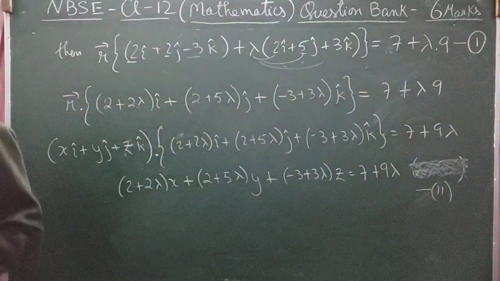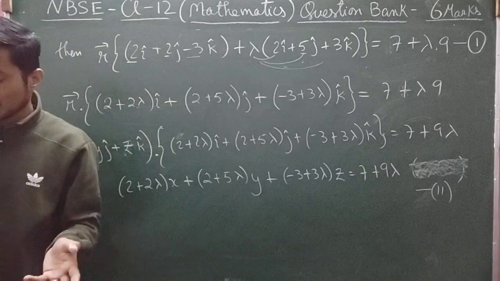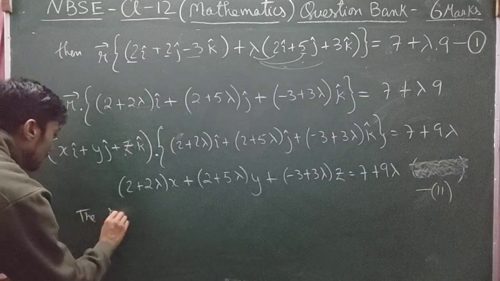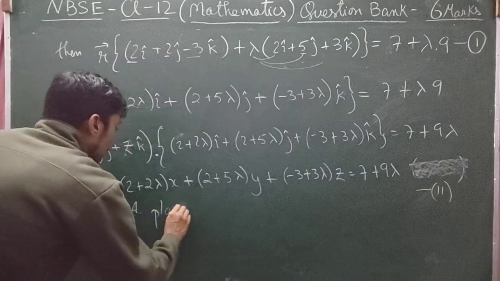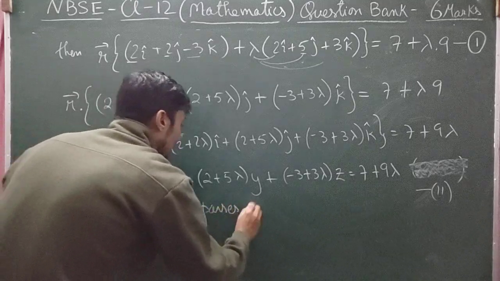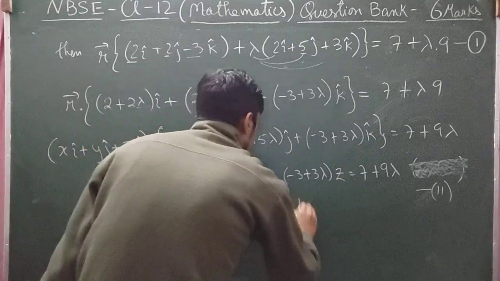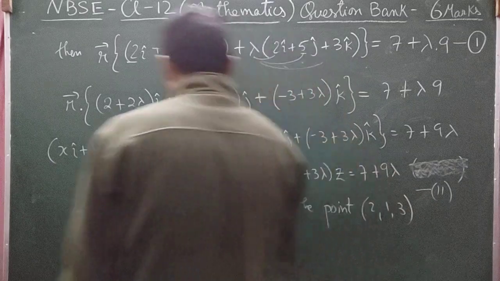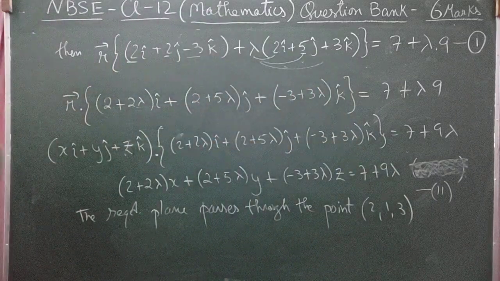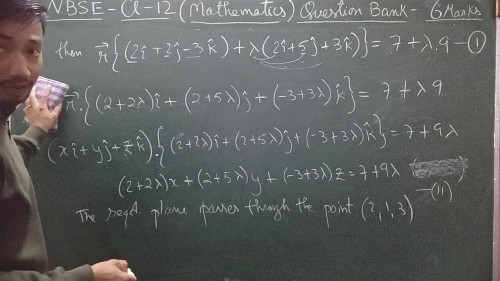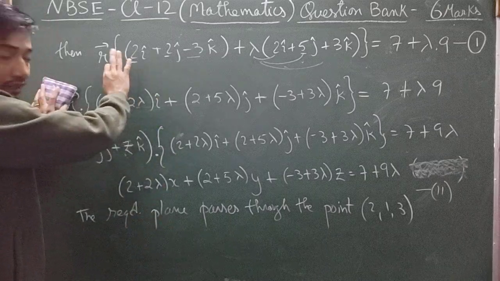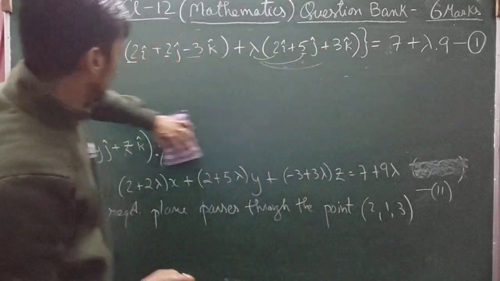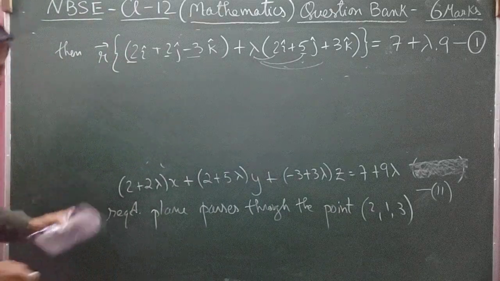Now the second part of the condition says it passes through the point 2, 1, 3, our required plane. So the required plane passes through the point 2, 1, 3. So I'm going to rub this part now. I'll leave this, no need to write, but I need that equation to get my final equation, the vector notation.